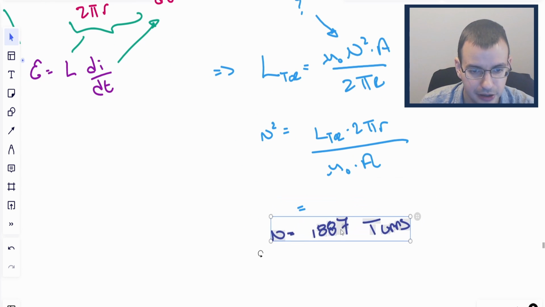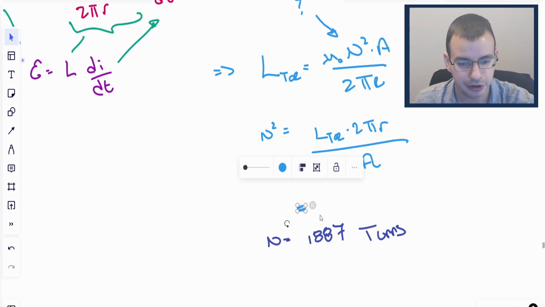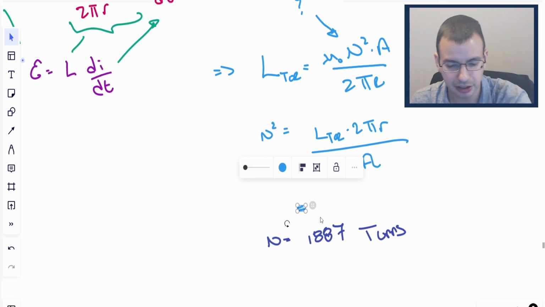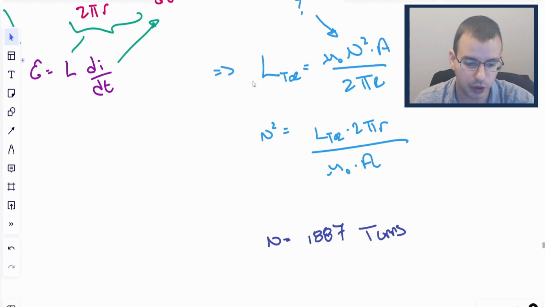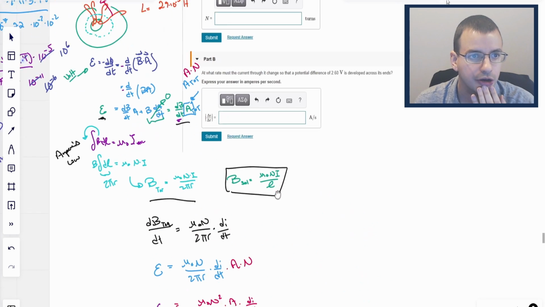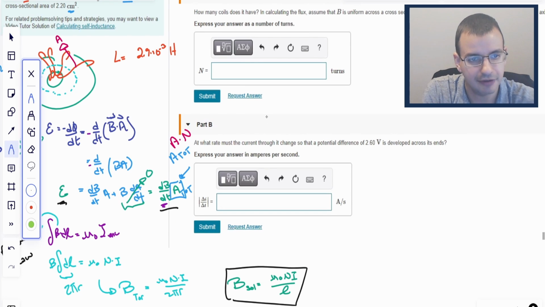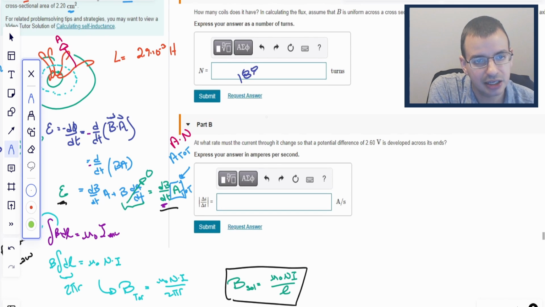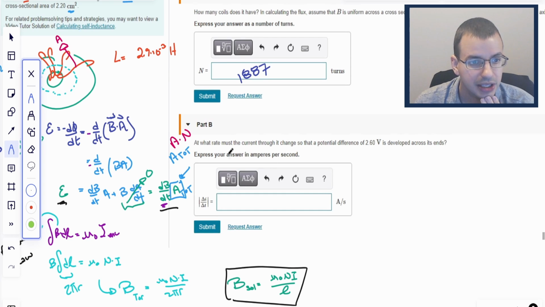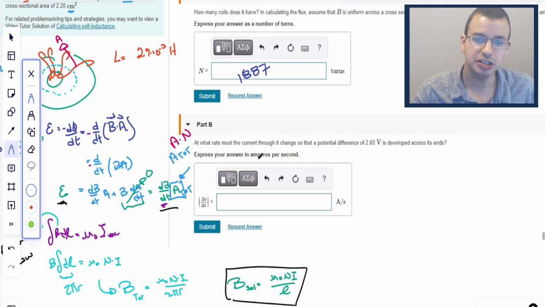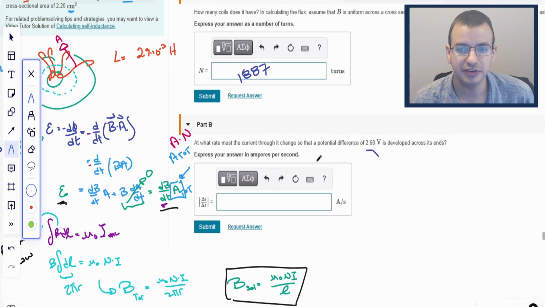So, I'm going to bring this down here. Paste right there. So all the messy work we did with actual numbers up there, 1887. Okay, so I'm going to write that in real quick, just so I have it available. 1887, plausible. Then ask, at what rate must the current change through it to develop that potential across its ends?